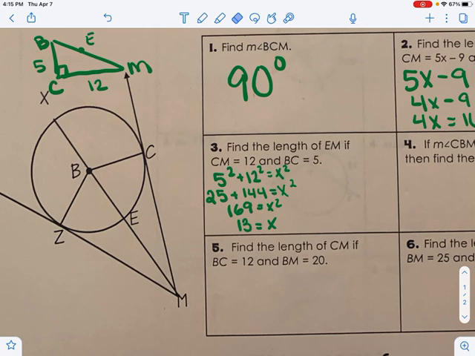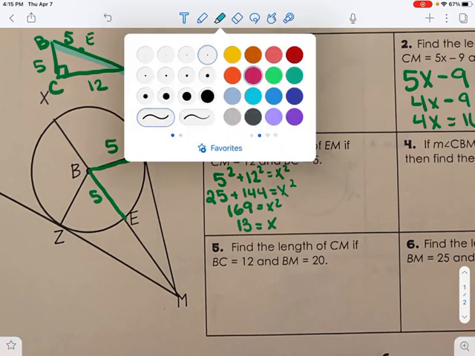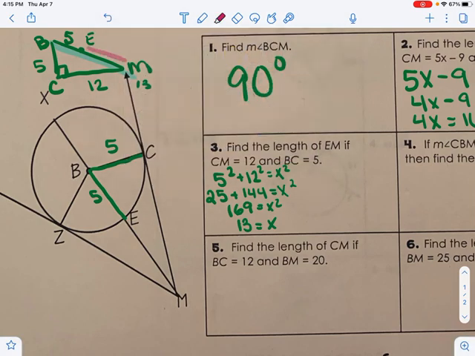So I'm going to highlight BM. So the whole blue part is 13. But they don't care about the blue part. They care about the EM. So right here, they said BC was 5, which means we know the length of BE as well. It should also be 5. So I'm going to put a 5 in there. Now they just care about this missing part. Well, if I know the whole thing is 13, part of it is 5, I can subtract the two. I can get 8, and 8 is my missing side for EM.